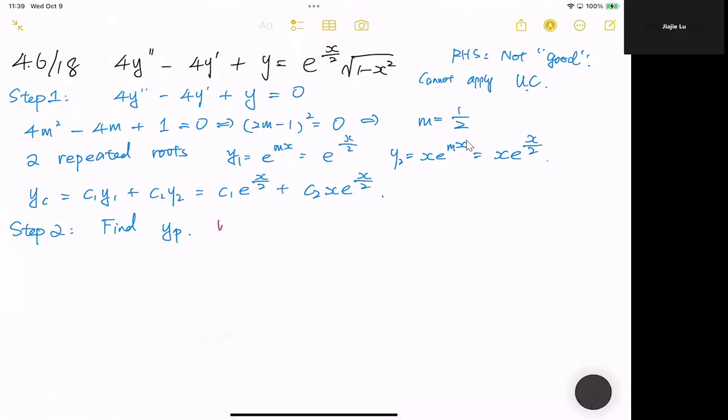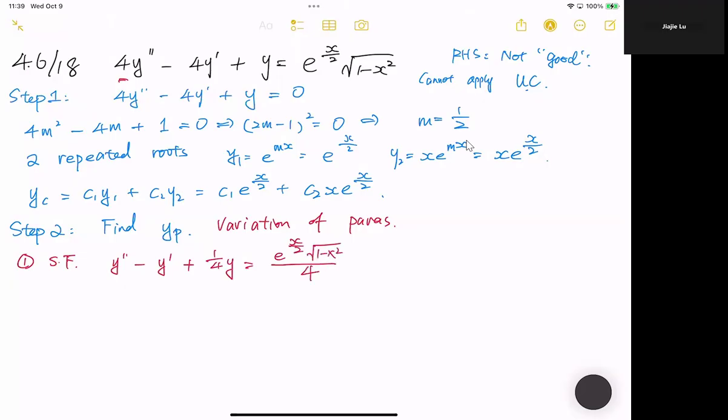So to use variation of parameters, the first step, we have to make sure we're in the standard form. But currently not, because we have a 4 in front of your y double prime. So we divide by 4 on both sides. This gives us y double prime minus y prime plus 1 over 4 y equals e^(x/2) square root of 1 minus x squared over 4. And next, we can find the Wronskian W(y1, y2).